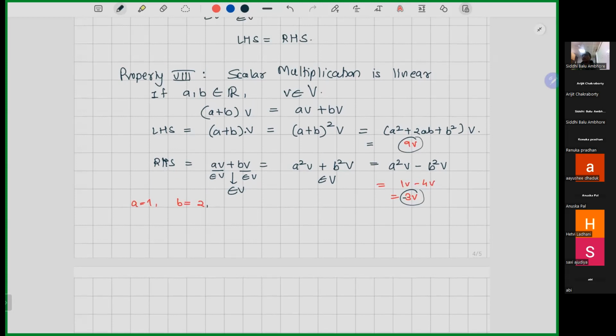and also the scalar multiplication the way we have defined. Any doubt how this is 9v and this is minus 3v, or anywhere it is confusing where the addition is occurring in the vector space and where the addition is occurring in real numbers?